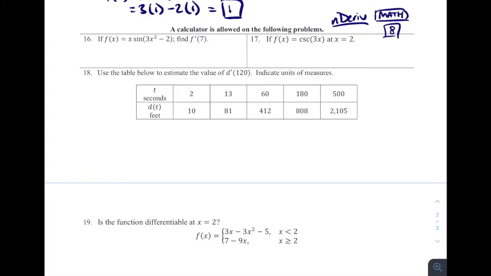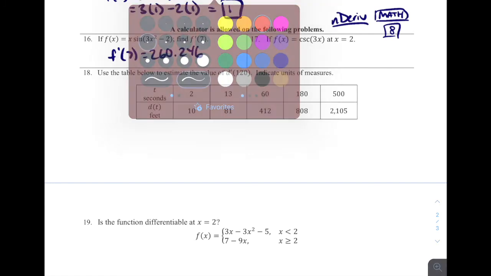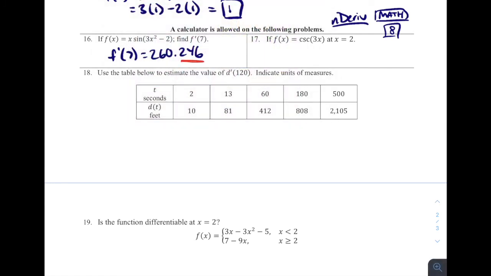Using that calculator, again, we can find that f prime of 7 is going to be equal to 260.246. Again, if you are using your calculator on that AP exam or any quiz or test in this class, please make sure that you are always rounding to 3 digits after the decimal place. That is the standard in AP Calculus. They will take off points if you round to anything less than 3 digits. So that is really important.